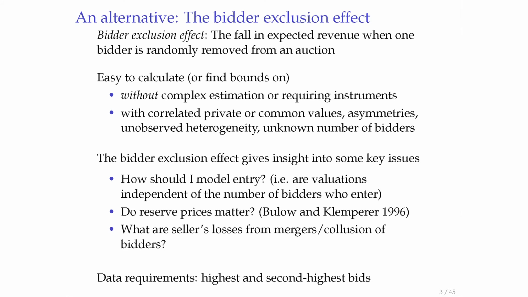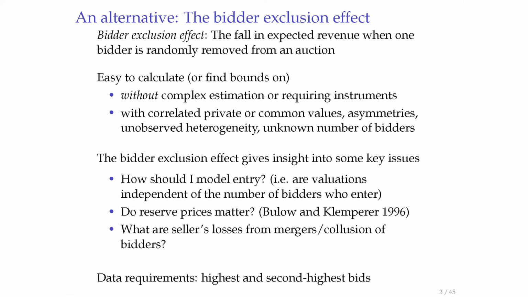And we call this tool we introduce the bidder exclusion effect. So we're defining this new. This is not an effect defined before. This is something we're just stating, and I'll explain why you should be interested in this. So the bidder exclusion effect is the fall in expected revenue if you were to exclude one bidder randomly from the auction. So just take them away from the auction.